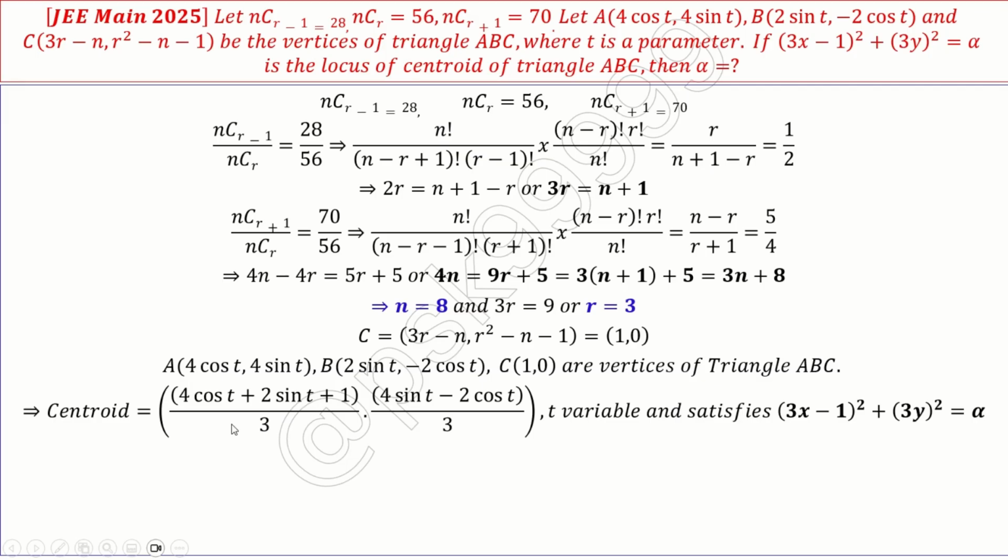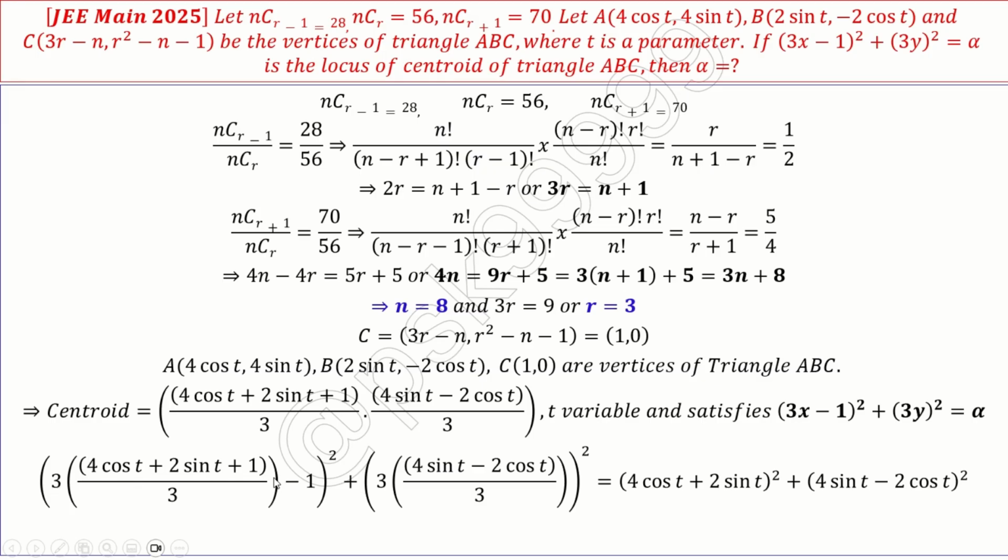So this point, (4 cos t plus 2 sin t plus 1) divided by 3, comma, (4 sin t minus 2 cos t) divided by 3, satisfies this equation. So directly substitute. If x is the x coordinate, then (3x minus 1) whole square plus 3y square, if I simplify, is what I will get: (4 cos t plus 2 sin t) whole square plus (4 sin t minus 2 cos t) whole square.